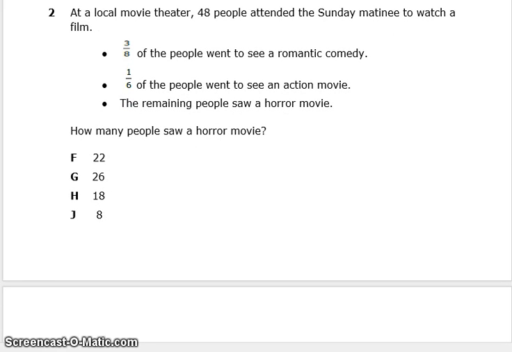Question 2. At a local movie theater, 48 people attended the Sunday matinee to watch a film. 3/8 of the people went to see a romantic comedy. 1/6 of the people went to see an action movie. The remaining people saw a horror movie. How many people saw a horror movie?